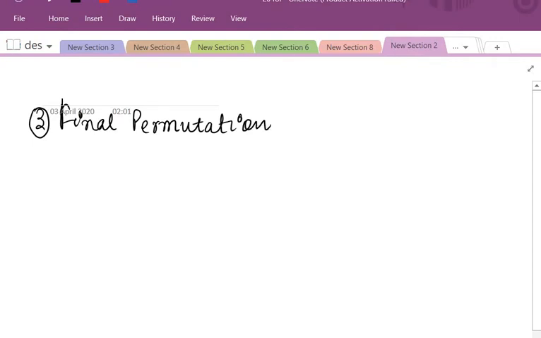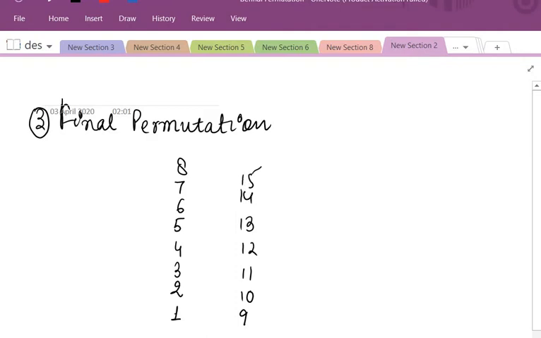So in the final permutation, the logic is very simple. You have to write down the numbers from bottom to top, like 1, 2, 3, 4, 5, 6, 7, 8. Then 9, 10, 11, 12, 13, 14, 15 and 16.